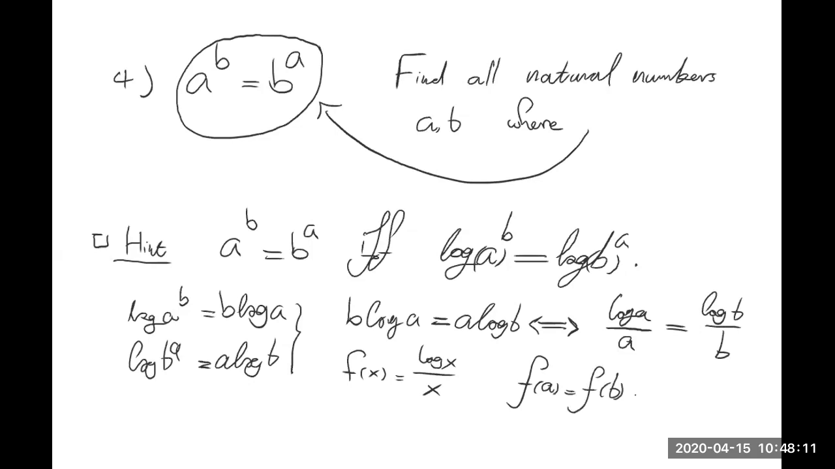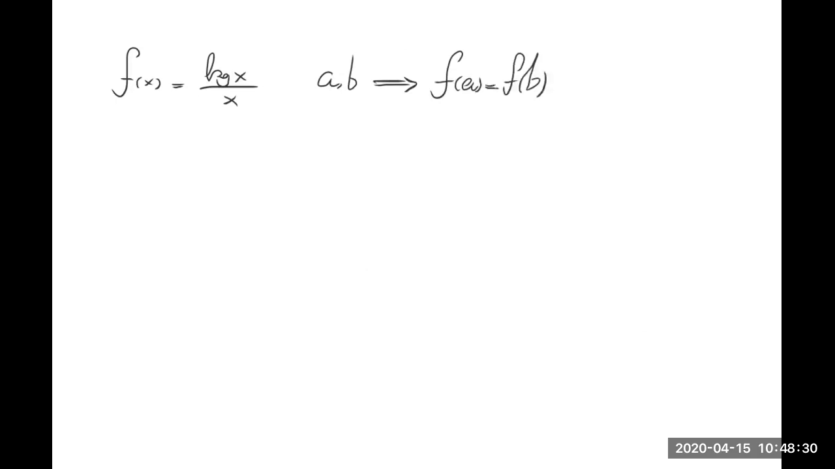So let me erase the question. So now we have a function f of x defined by log of x over x. We are looking for natural numbers A and B where f of A is equal to f of B. And it makes sense to look at the graph of the function f.